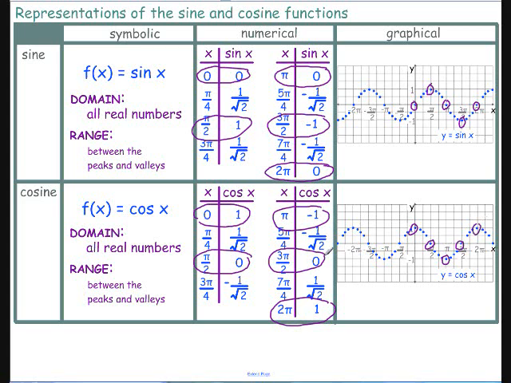And back again. Let's just take a moment to remind ourselves about domain. For both of these, all real numbers are possible angle measures. The range is limited. The range is between the peak and the valley. For the parent function on both of these, it is between 1 and -1.